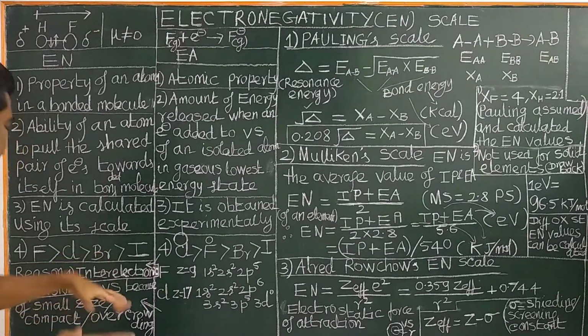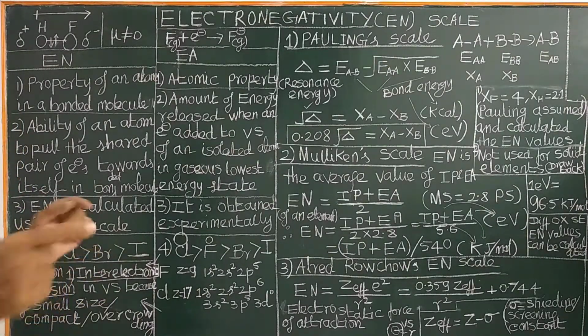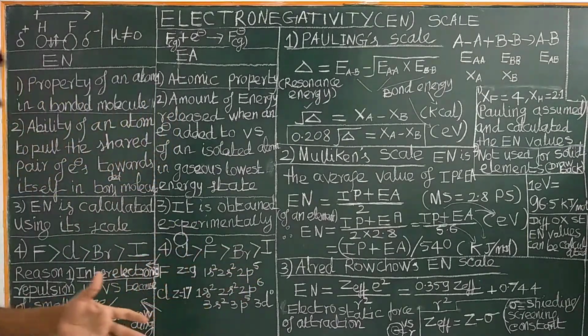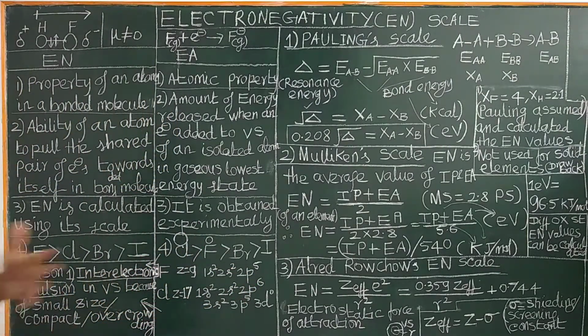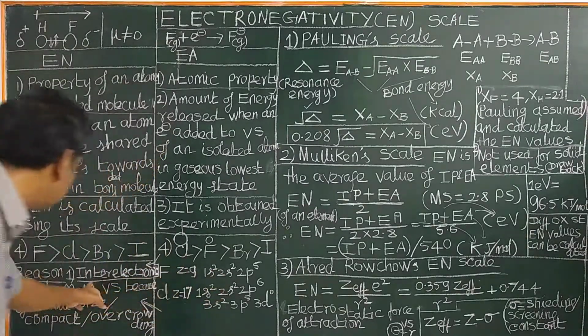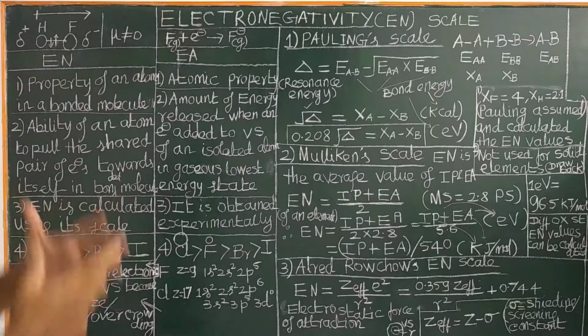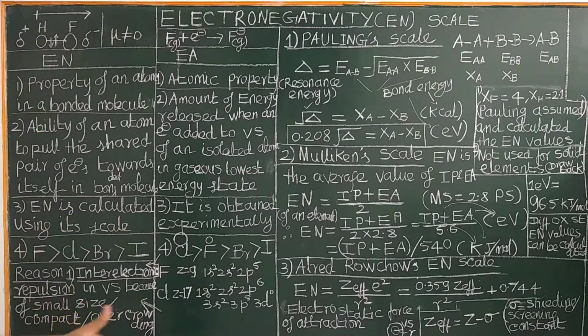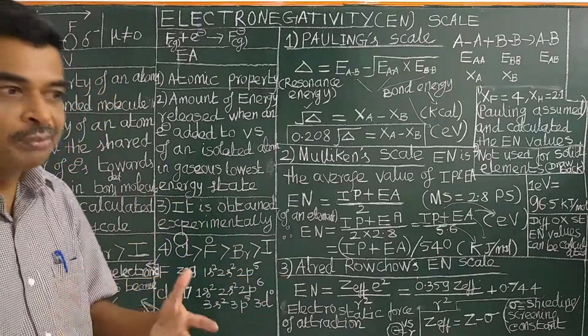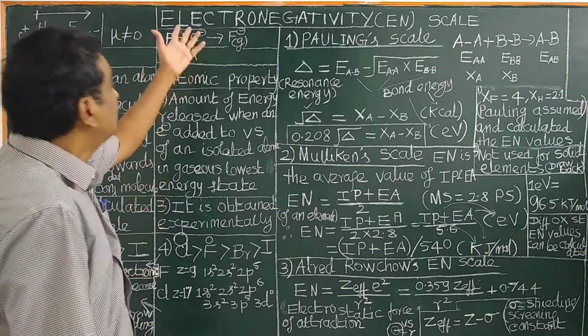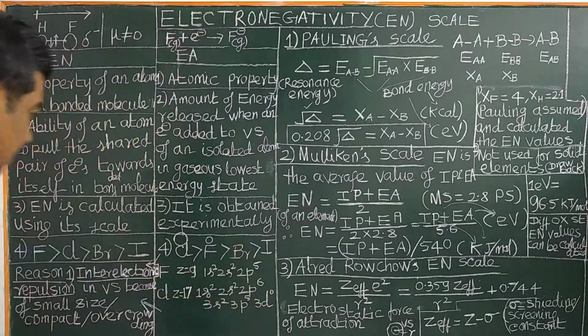Because of the small size and overcrowding, there is inter-electronic repulsion between the electrons. Remember, there is inter-electronic repulsion. This causes less tendency to accept an electron. Therefore, because of the inter-electronic repulsion, fluorine has less tendency to accept an electron, and therefore it has a lower electron affinity value.